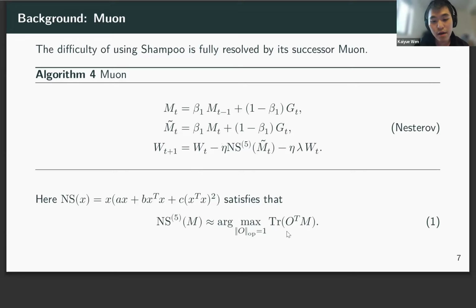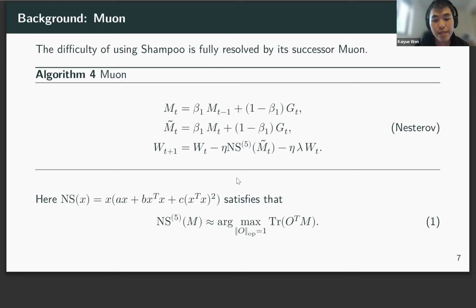So this means that, roughly speaking, you want to find an update that has a small operator norm, which in this case is constrained to be one, while the update should have the highest dot product with the gradient or the momentum. In this case, we are using them interchangeably conceptually, although practically they are slightly different.